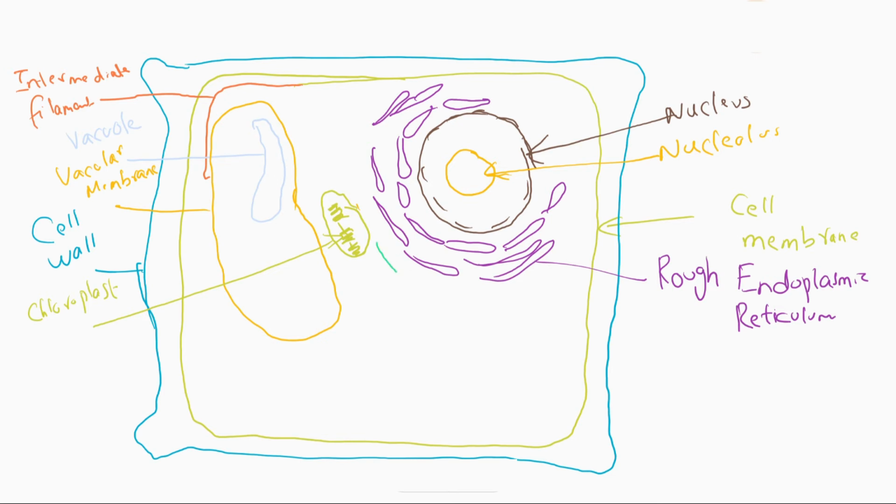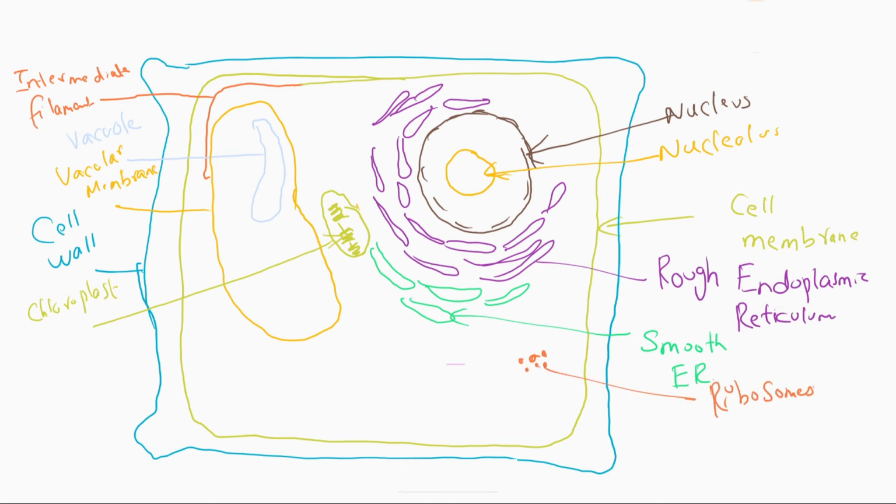The smooth endoplasmic reticulum is present below the rough endoplasmic reticulum. Smooth endoplasmic reticulum. The ribosomes are also present in the plant cell. The Golgi vesicles are present.